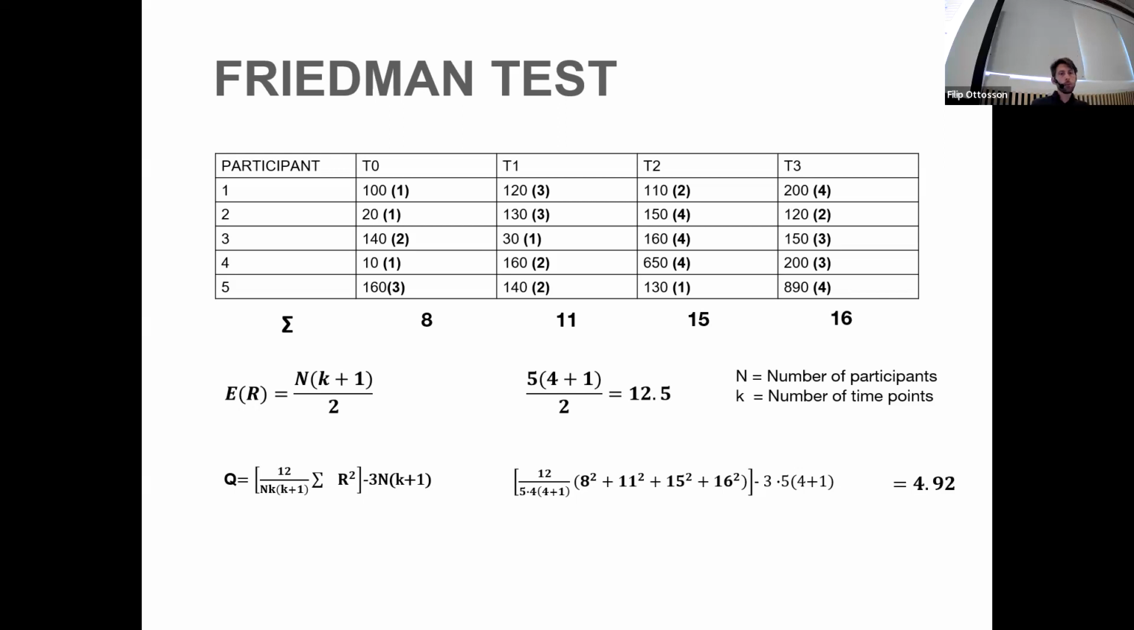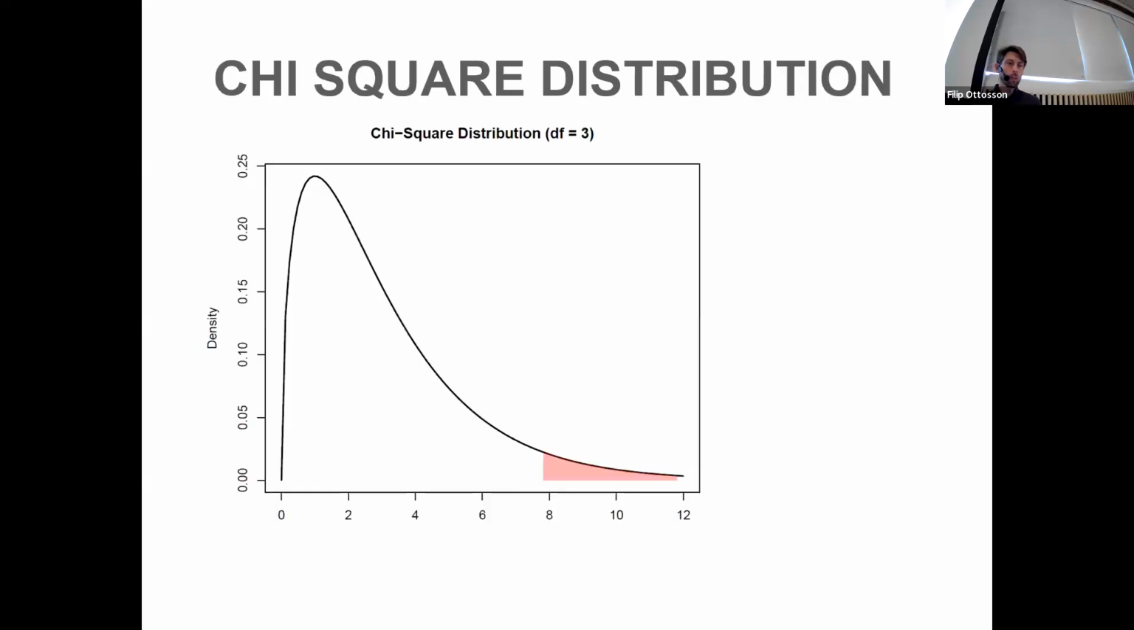And then for the Friedman test, you can assume that this value will follow a chi-square distribution, which looks like this. There is a different chi-square distribution depending on your degrees of freedom. The degrees of freedom is basically the number of time points minus 1. So this curve will look different depending on how many time points you have. And the highlighted part here are the values that would be considered statistically significant given a p-value of 0.05.